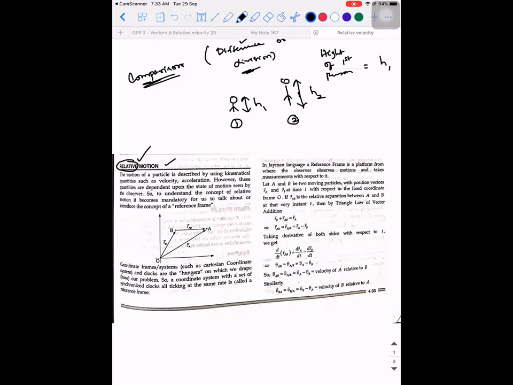H1. H1, no doubt in that. Height of second person? H2. Okay. Now I'm putting the question in this way. Height of first person with respect to second. What is the meaning of this? H2 minus H1. It is not the case.